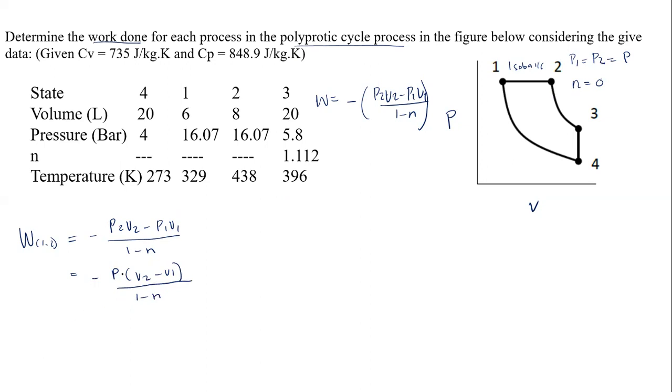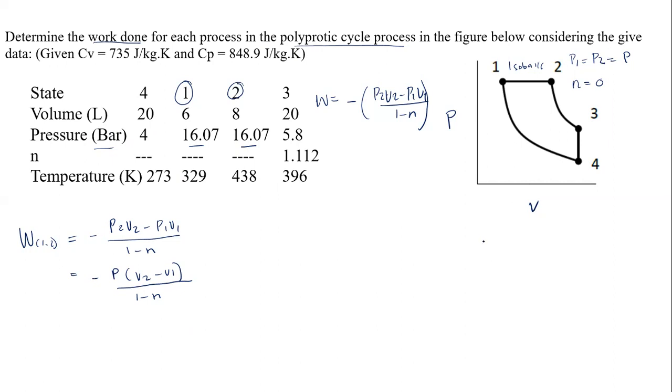And therefore, what I'm going to do is substitute my pressure, because we are talking about state 1 to state 2. The pressure is constant throughout, which is 16.07. And then again, be careful, the units that we are given over here are in bars. Remember the SI units that we normally use, because we want to get to our final answer as joules or kilojoules. So the pressure that is given over here is in bars.